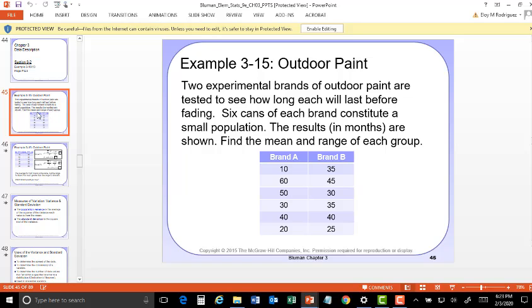So, 2 brands of outdoor paint. Find the mean and the range of each group. Oh, the range is easy enough, right? It's going to be the largest data point minus the smallest. And then this one's going to be the largest minus the smallest. But the average, we can just add them up and divide by how many there are. That's average. No harder than that.